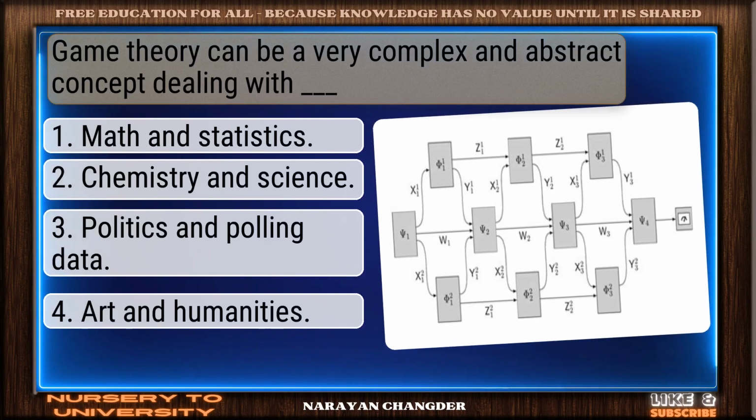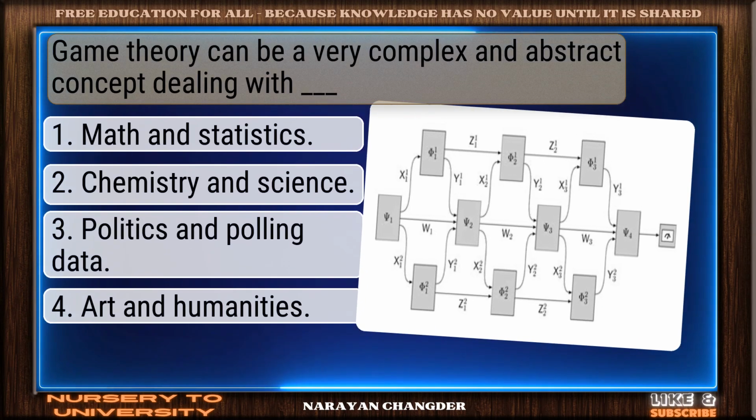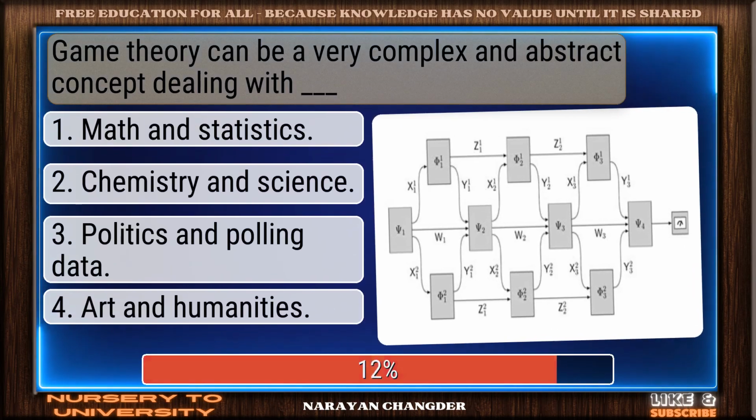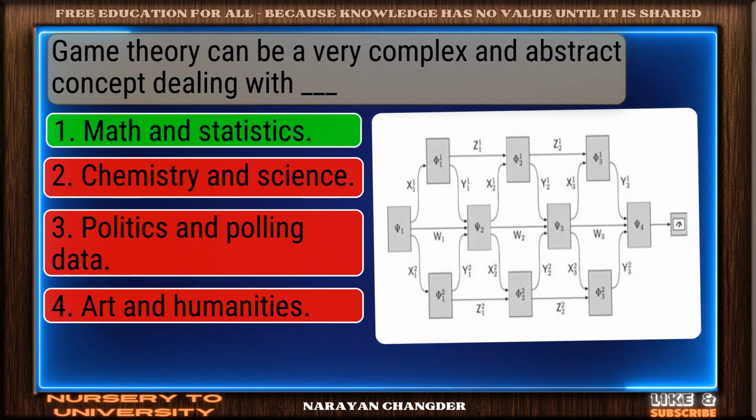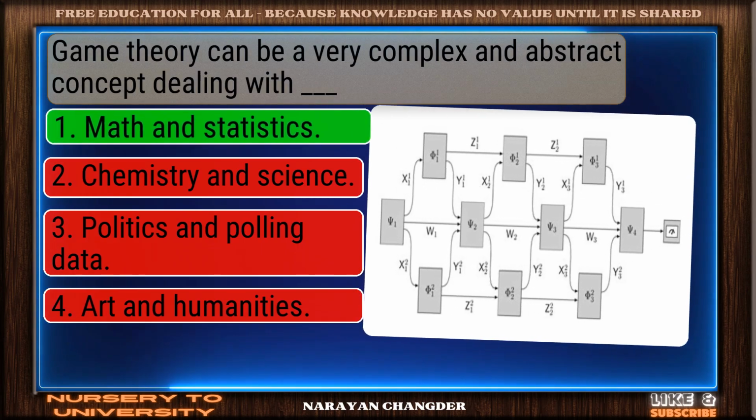Game theory can be a very complex and abstract concept dealing with the ___. Strong choice. Math and statistics is the right answer.